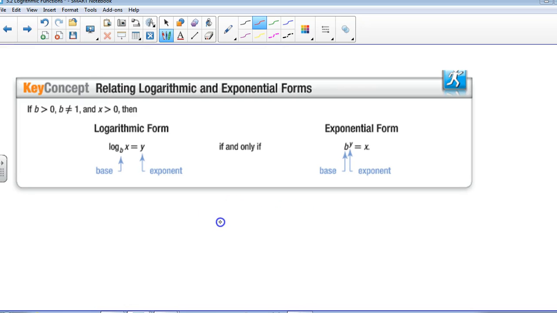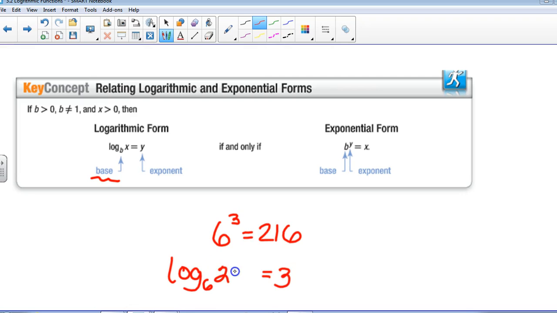Okay, so if we have 6 cubed equals 216, does anybody remember how that rewrites as a log? Log base. The little number is called the base down there. And what is the base in this problem? The 6. Okay. Then the answer to the log is the exponent. So the answer to this is going to be the exponent 3. So the number we're taking the log of is 216.